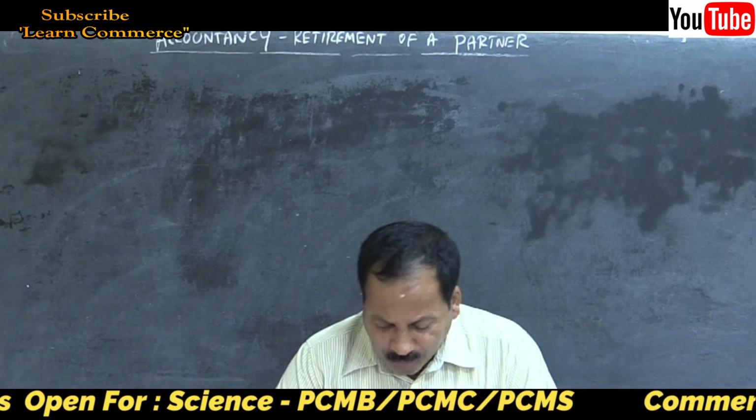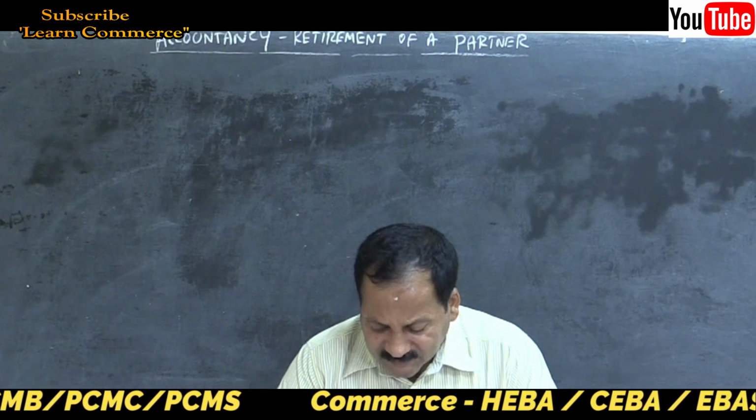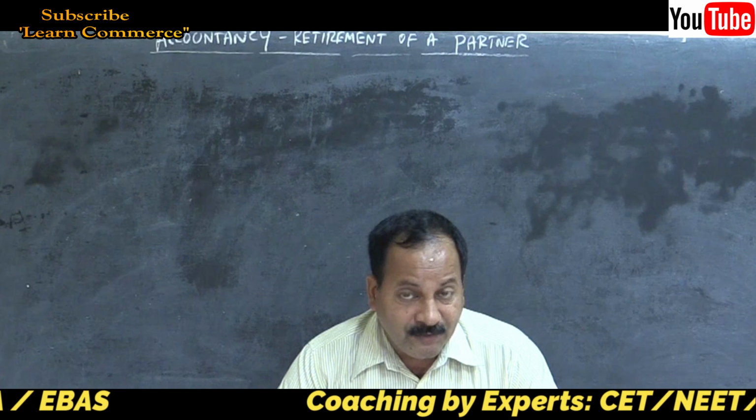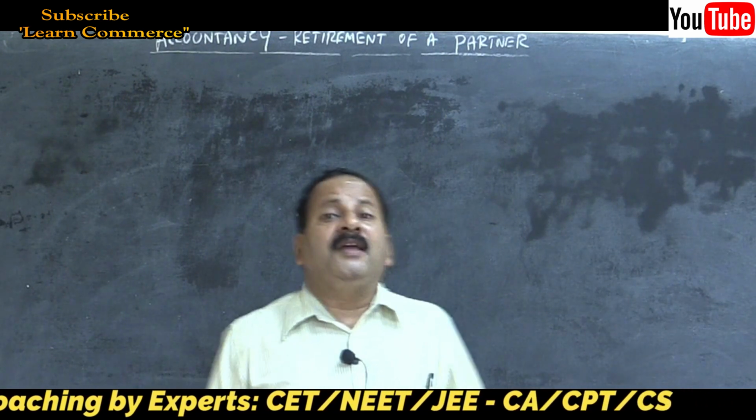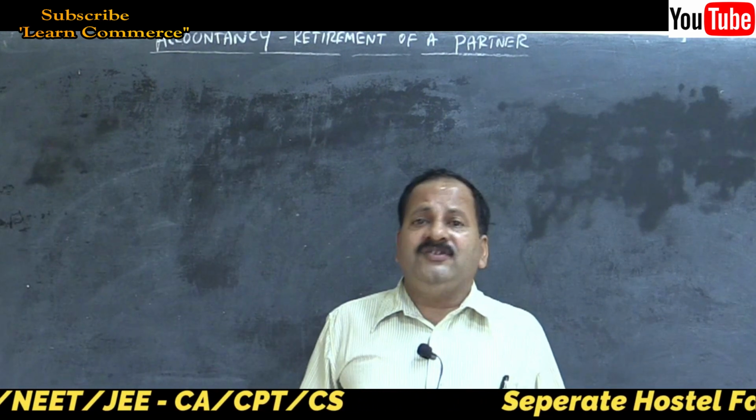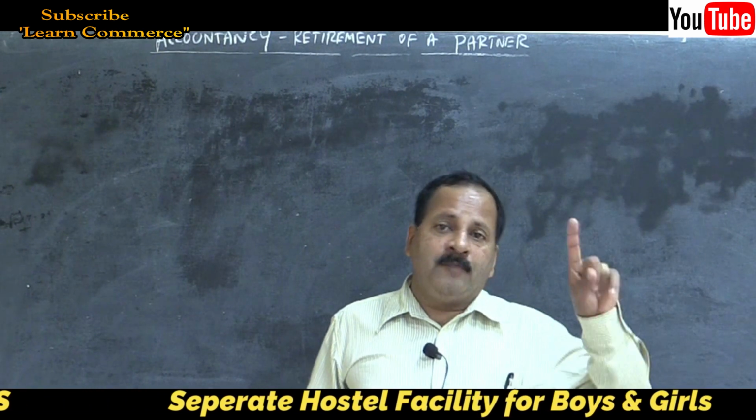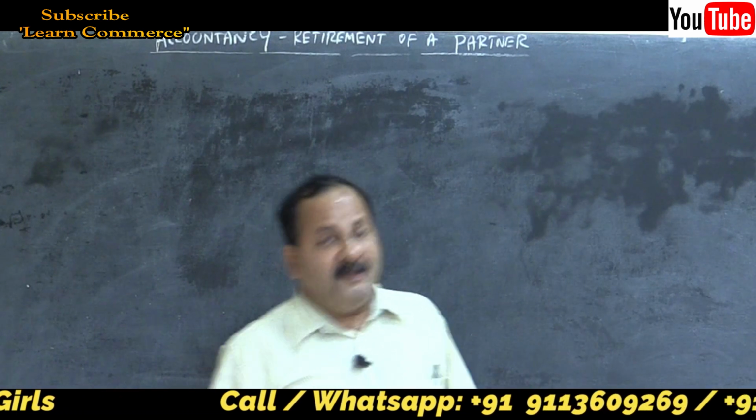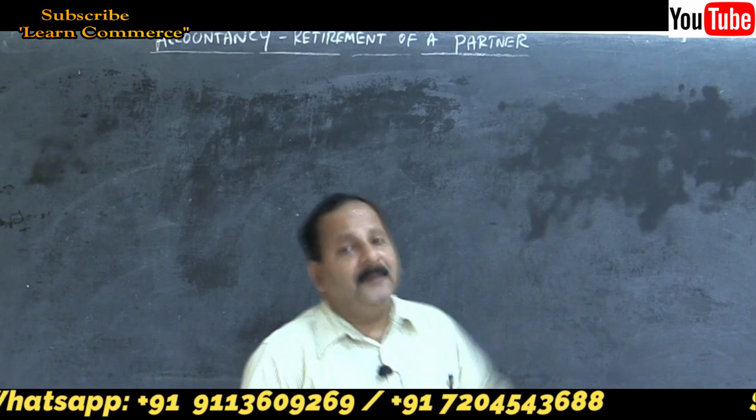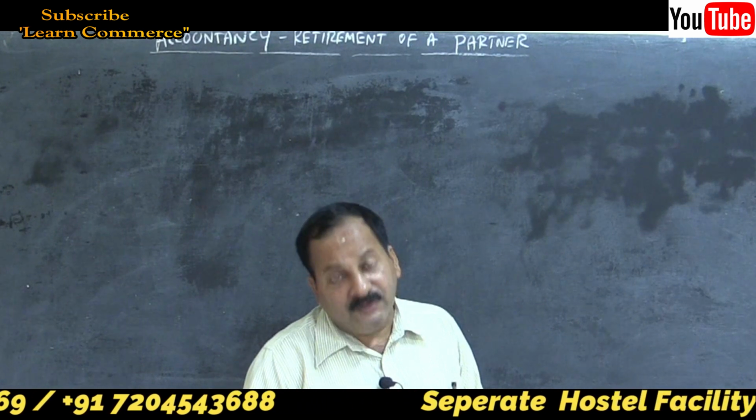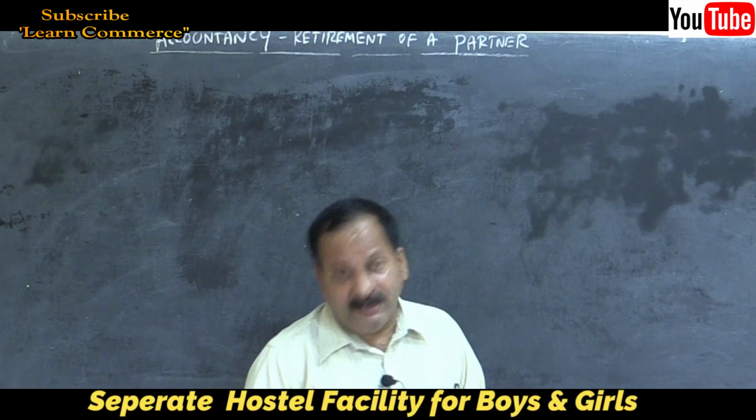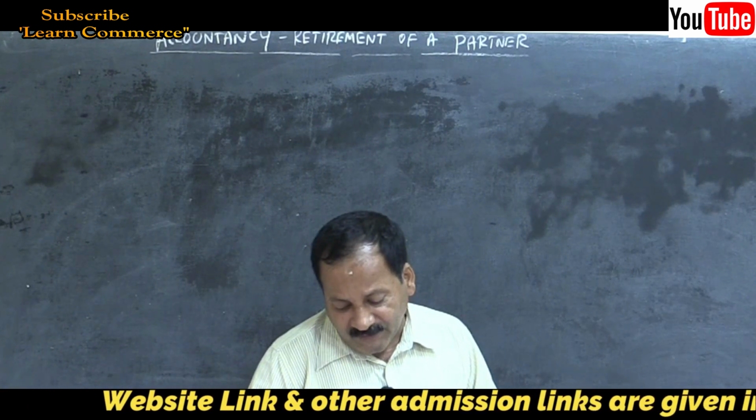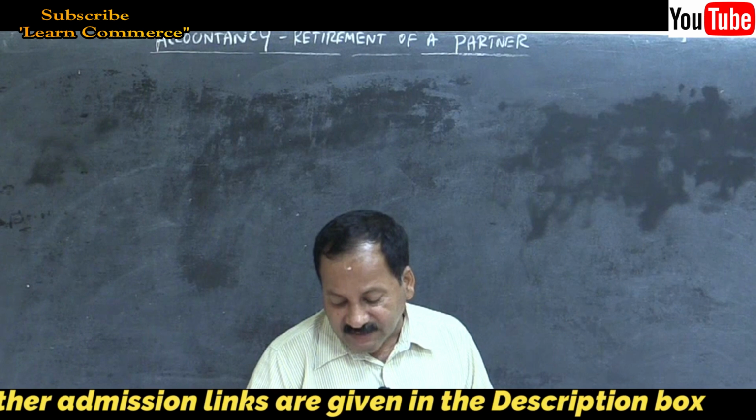Then goodwill of the firm is valued at rupees 42,000 and the same is to be written off immediately. So we have to create goodwill by crediting all partners' capital accounts in their old profit sharing ratio, and then write it off by debiting continuing partners' capital accounts in their new profit sharing ratio. The new ratio is already given in the problem. It is 5:1. The new profit sharing ratio of Pankaj and Saurabh is decided to be 5:1.